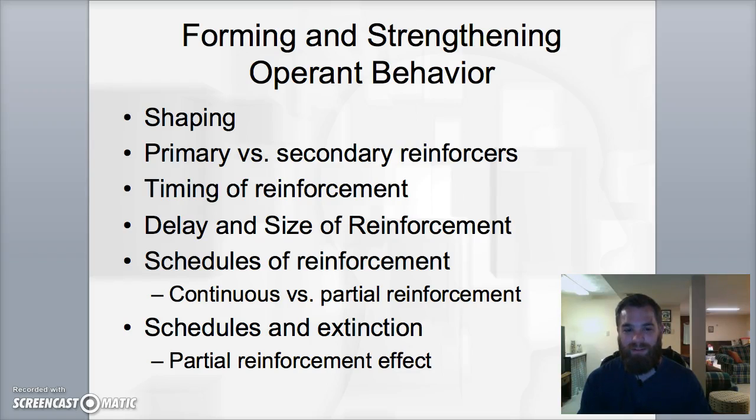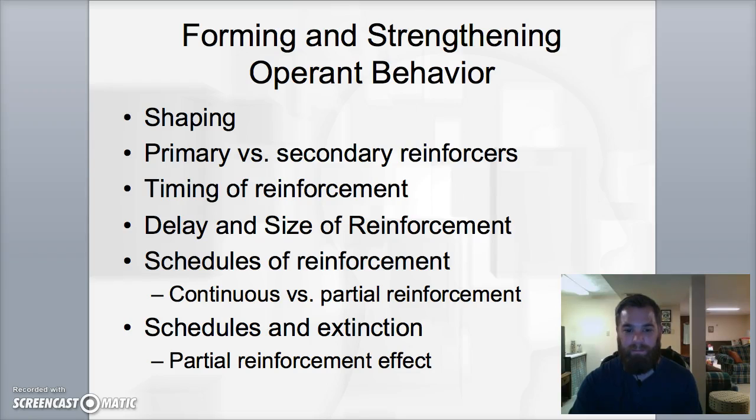Primary reinforcers are things that are inherently valuable to people or organisms, things like food and water. These are very reinforcing because we absolutely have to have them. Secondary reinforcers are things that don't really seem important until we give them meaning. The classic example of a secondary reinforcer is money. It's really just pieces of paper, but a lot of us do a lot of different things to try and get it. So that's a secondary reinforcer.